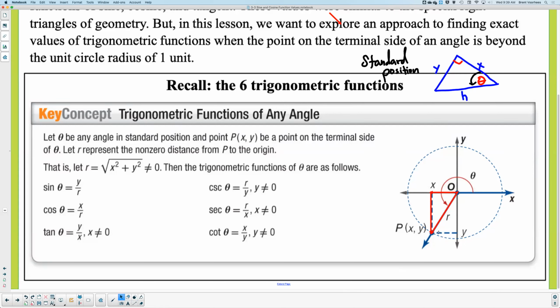Okay, my question right before that went out was this. I was going to ask, this is a radius right here, but in a triangle, what would you call this radius? The hypotenuse. What's the formula to find a hypotenuse?